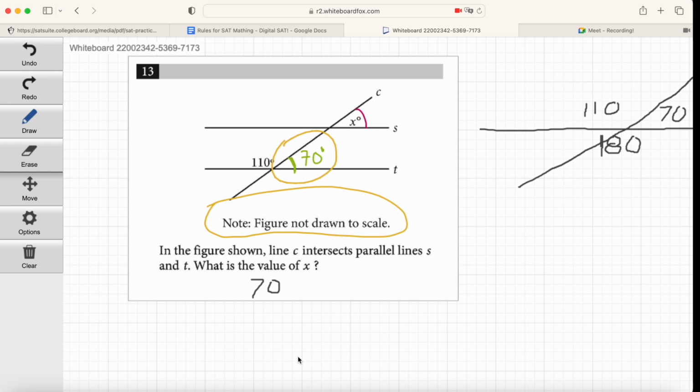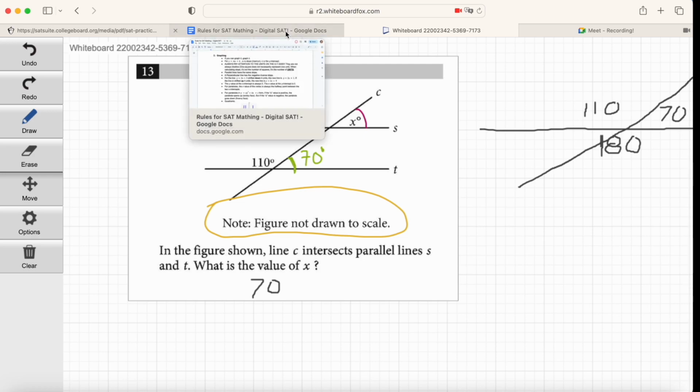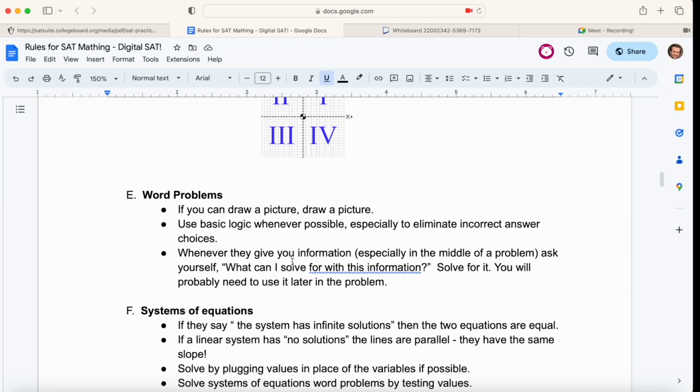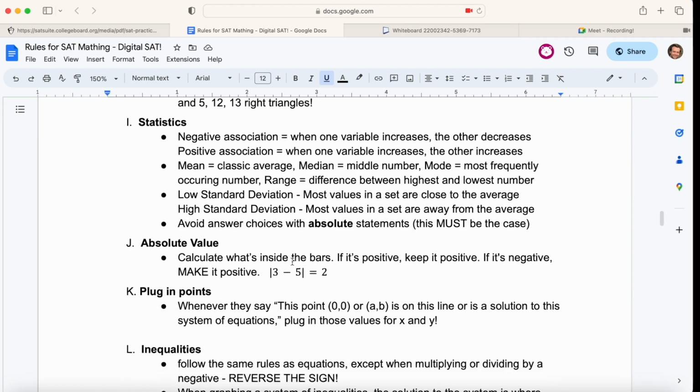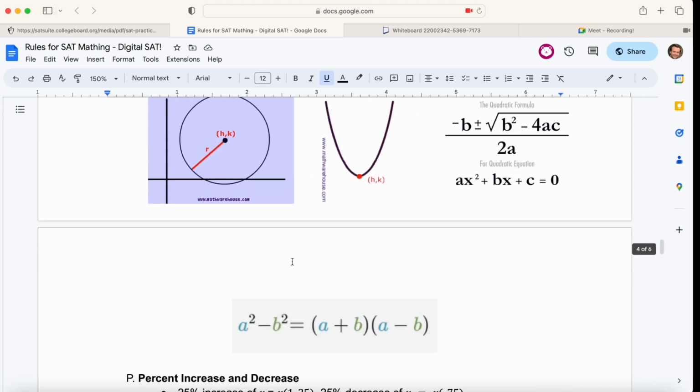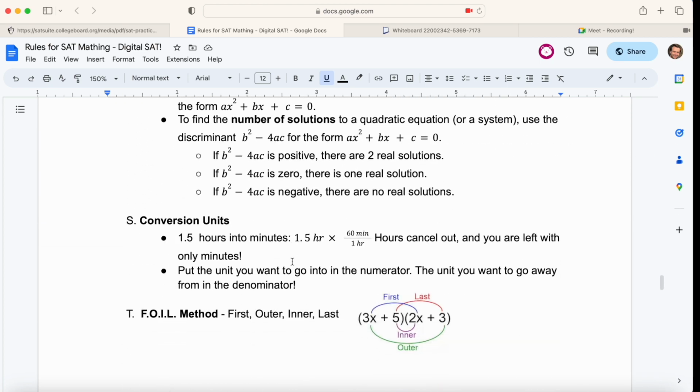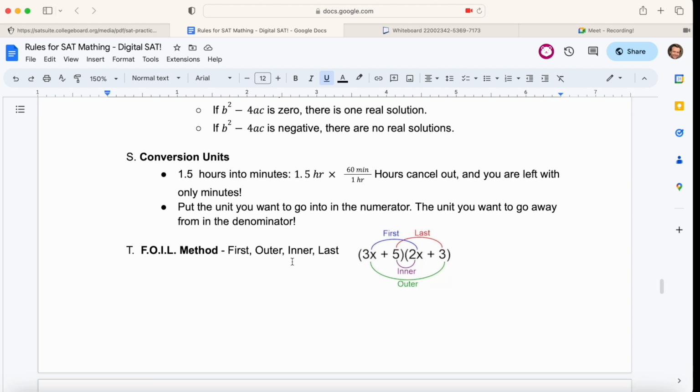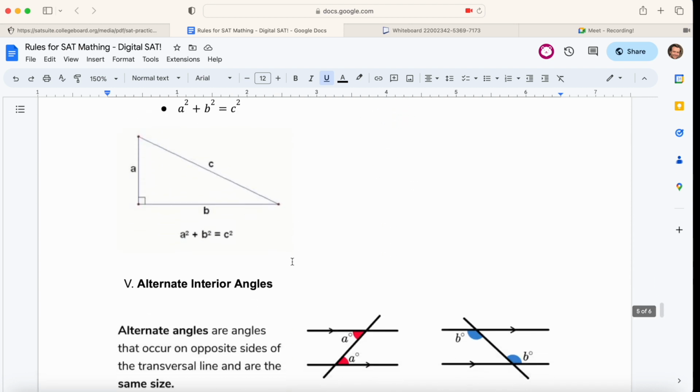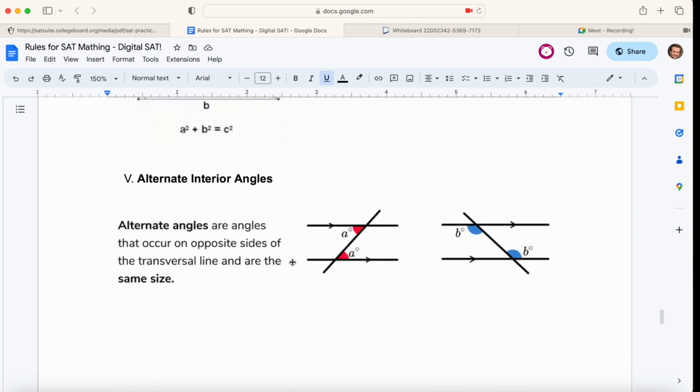There's something else. It's called the alternate interior angles theorem. Are you familiar with this? Alternate interior angles. Is that familiar? Yeah. I want to go to the rules because they don't give you this formula or this concept here. But I give it to you on my rules document, so I want to go to that real quick. I've just added it because I haven't seen it tested where you need it much on the older version of the SAT, but you need it here.